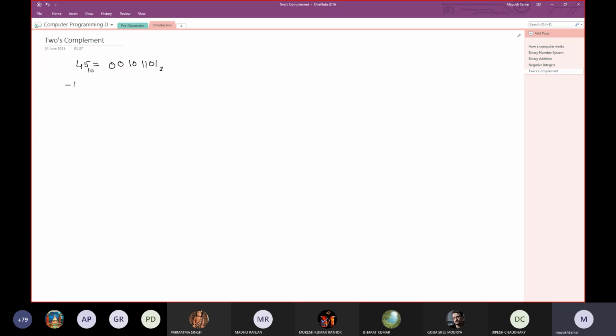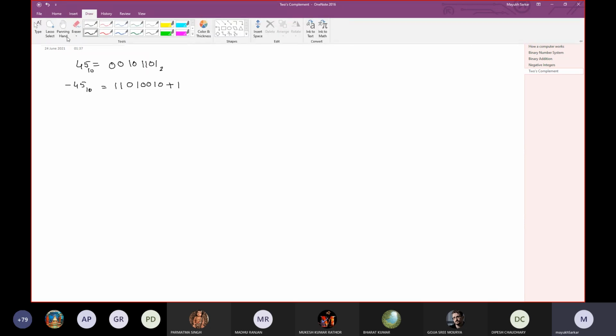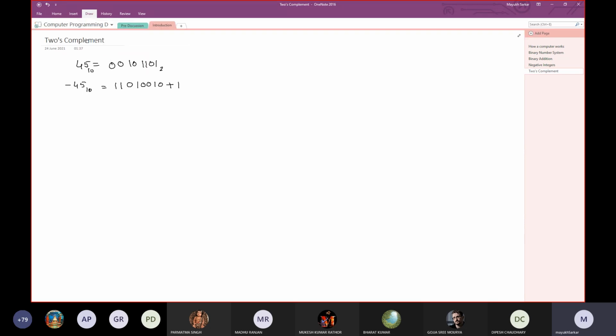Now we are going to perform minus 45, this time in two's complement. So we have to first take the ones complement, that means just simply inverting each bit. So 11010010, then add 1 to it. And what we're going to achieve is simply this bit will become 1, right? So only this particular bit will become 1. That's minus 45 in 2's complement.